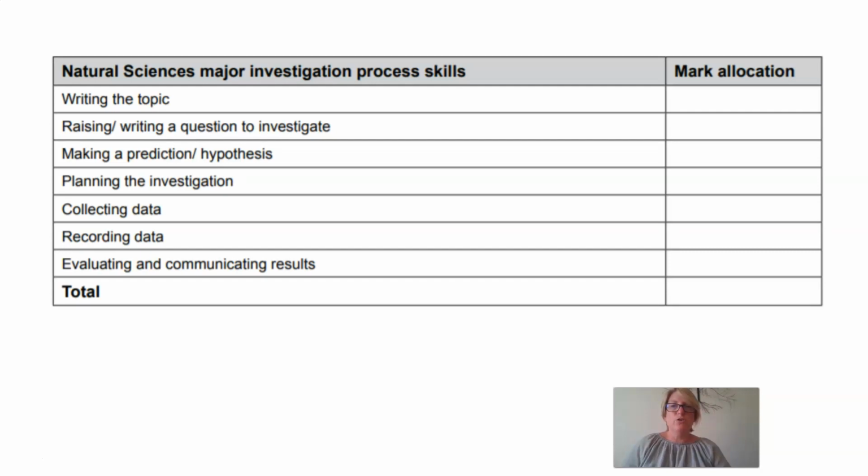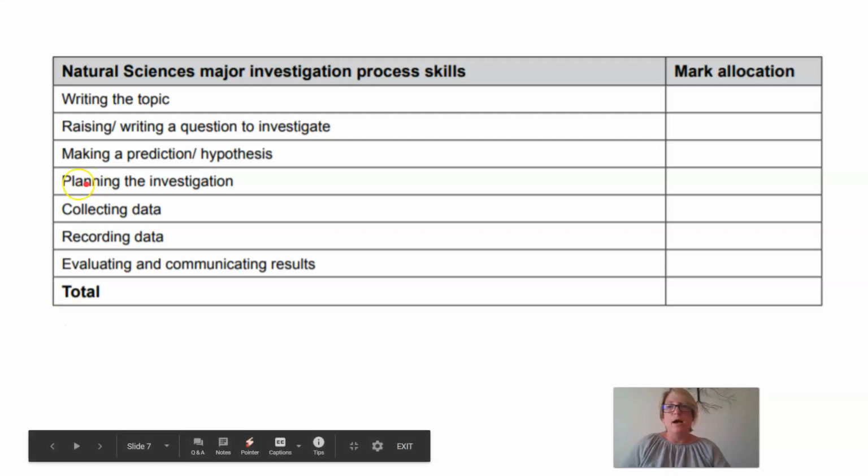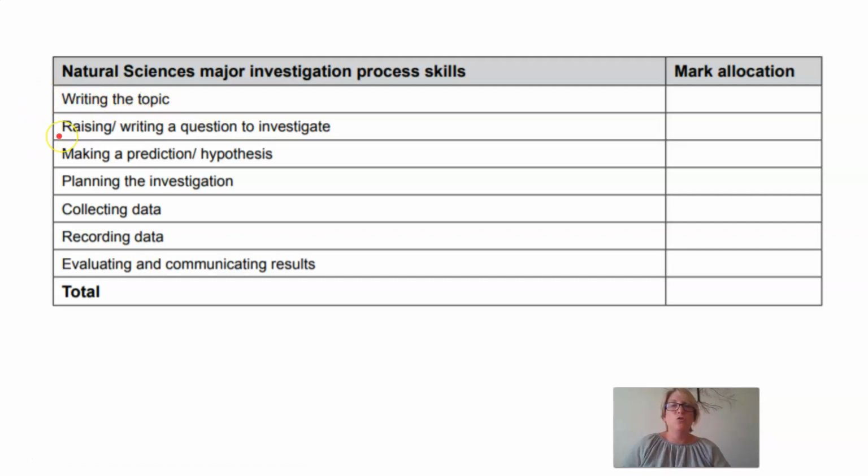So if we do have a look at the major scientific investigative process skills that your teacher is going to want you to do, are you able to communicate or write about a topic? Can you come up with a question, or can you write a question down? Are you able to make a prediction and a hypothesis? Are you able to plan an investigation? So can you write out what materials you need and what method you are going to follow?